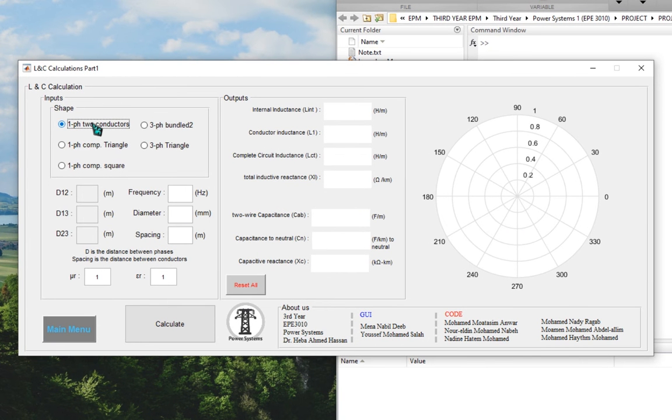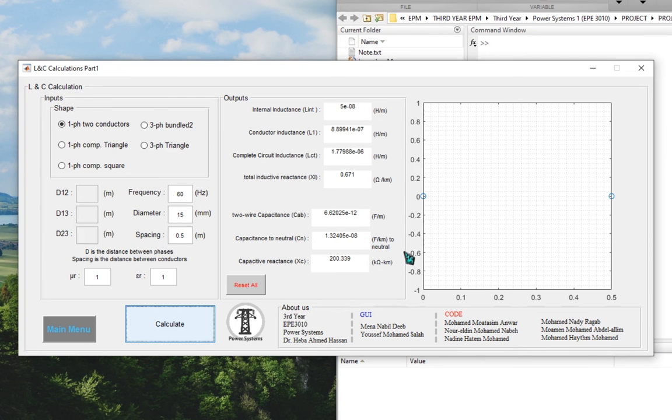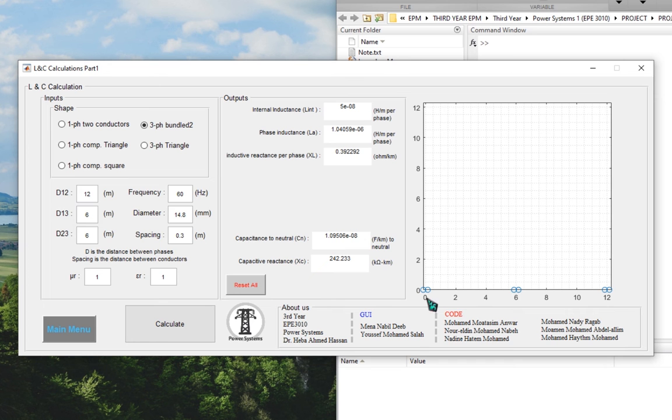After choosing a shape, say single phase 2 conductor, allowed inputs are the frequency, the diameter, and the spacing. Frequency 60, diameter 15, 0.5. Calculate. This is a plot of the configuration, and these are the outputs which are typical to sheet 2, problem 1. Trying another shape. This is the configuration shape and the outputs, and they are typical to sheet 2, problem 6 and problem 7.